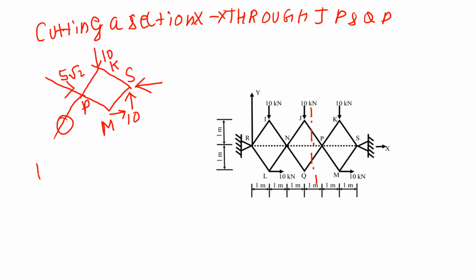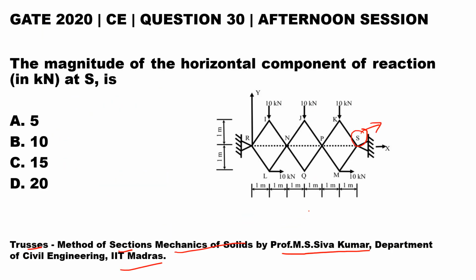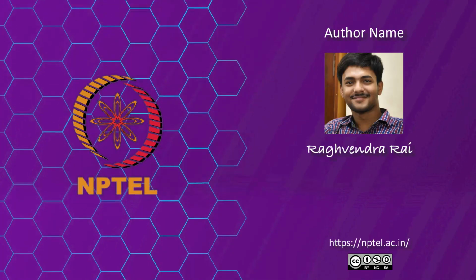So considering the horizontal equilibrium at this joint, 5 root 2 cos 45 plus 10 would be equal to the horizontal reaction at S, which will be equal to 5 plus 10 equals 15, that is 15 kilonewton. So the correct answer would be 15 kilonewton, which is option C. Thank you.